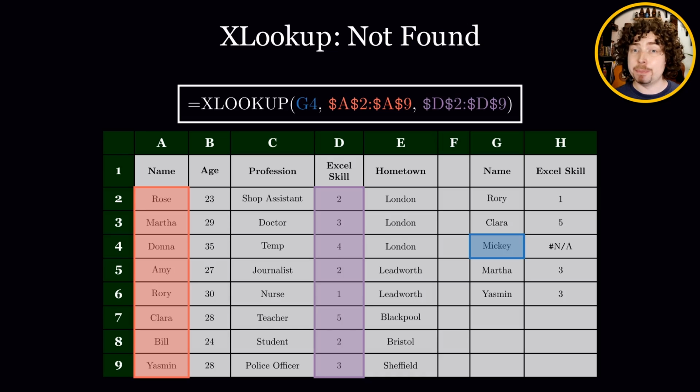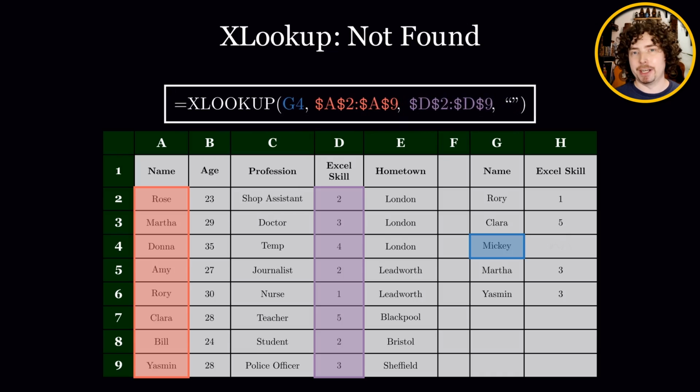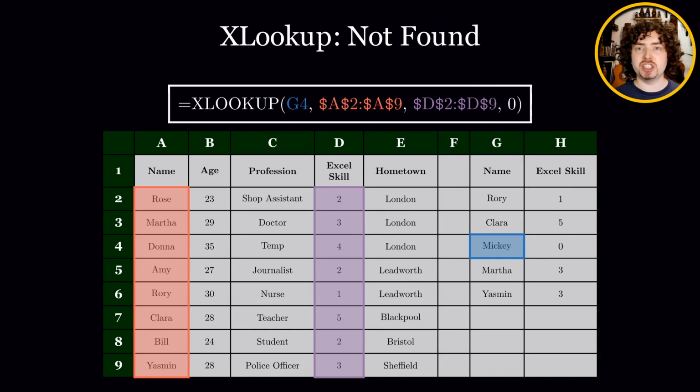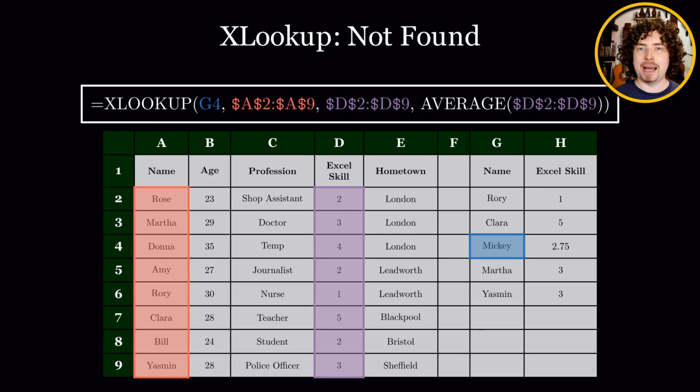Luckily, XLOOKUP has a built-in solution with the not found argument. This argument lets you specify what you want it to return if the thing you're looking up does not exist in the table. This could be whatever you like. It could be a blank string, a custom message, a specified value such as 0, or even a calculation from elsewhere, such as here, where we're using the average Excel skill from the table. This turns XLOOKUP into an imputing tool alongside all its other capabilities, and also is a lot cleaner than using IFERROR or IFNA.